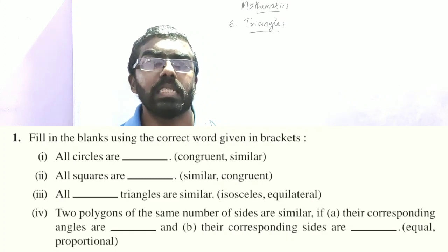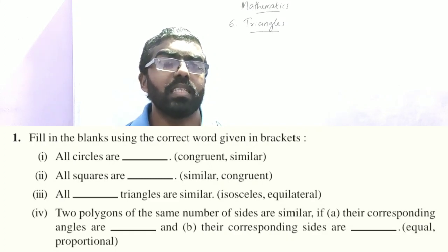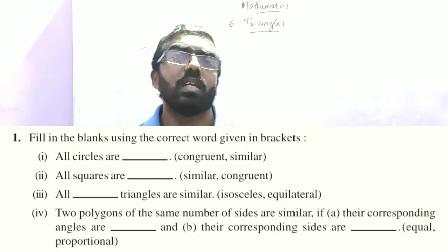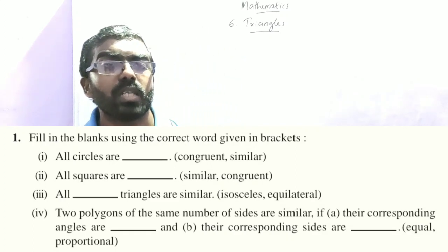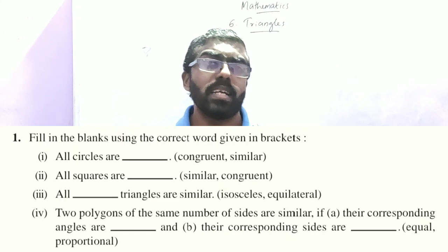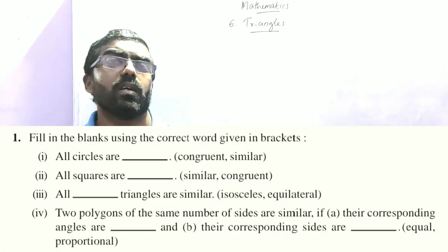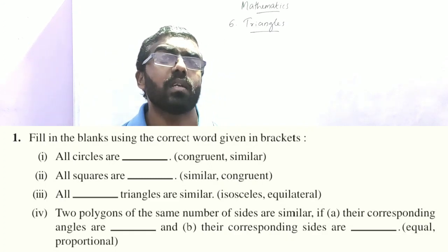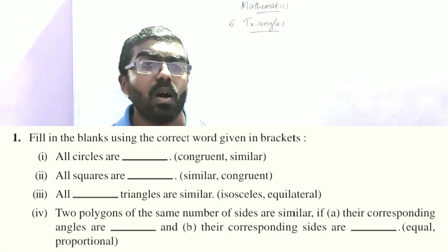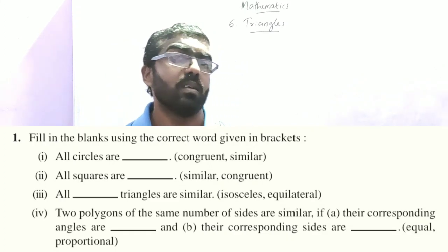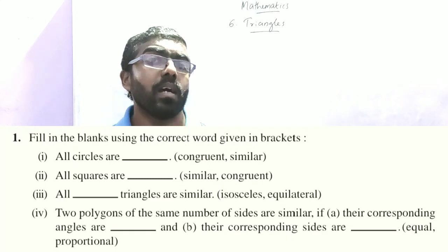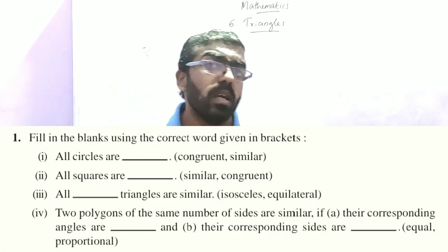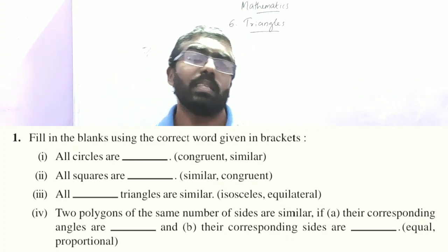It's a very simple exercise. Here the first question is, fill in the blanks using the correct word given in brackets. First sub-question: all circles are dash, congruent or similar. Two options are given. We have to choose the correct option. We already discussed that all circles are similar. For circles to be congruent, they must have exactly the same radius. Here we don't know whether the circles have the same radii, so we can conclude all circles are similar.